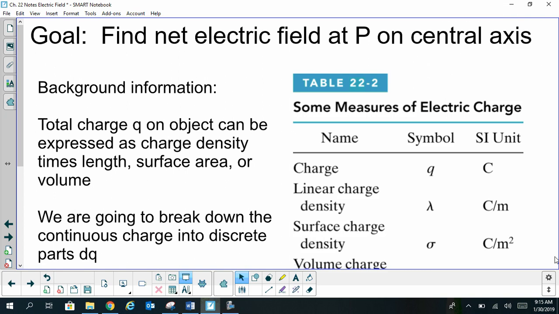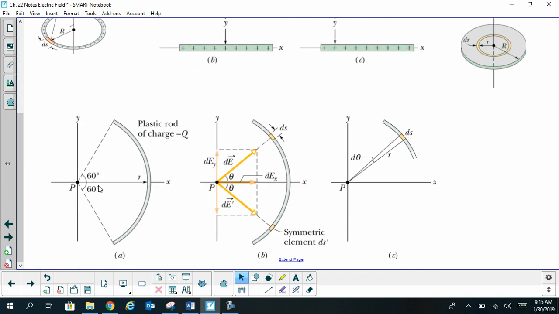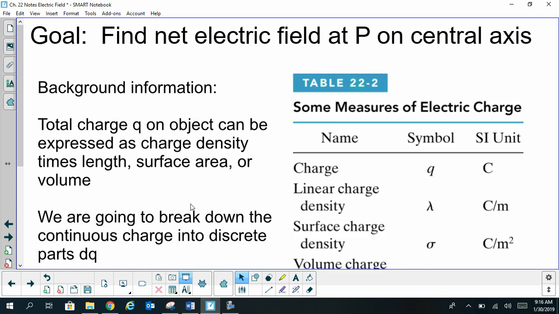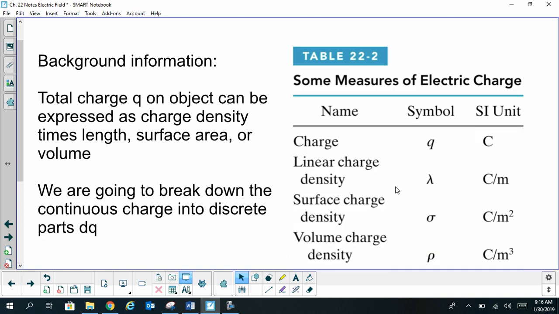Okay, so our goal here is to find the electric field at some point P on a central axis, and we're going to, remember, find it at this point P here. That's our goal for today for this specific example. But first, before we do that, we need to have some background information.